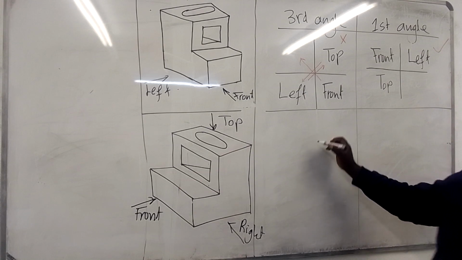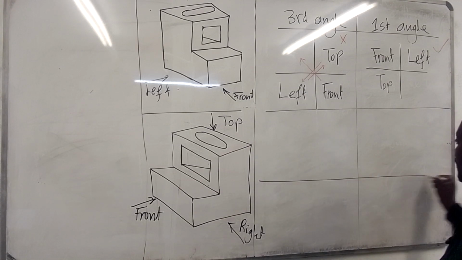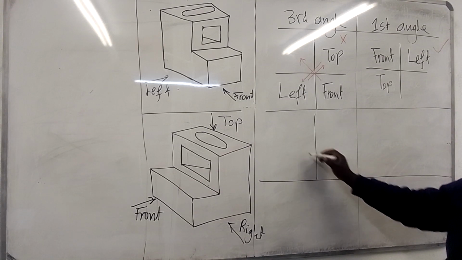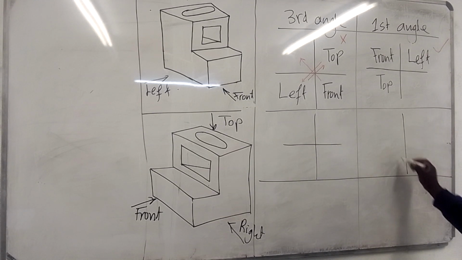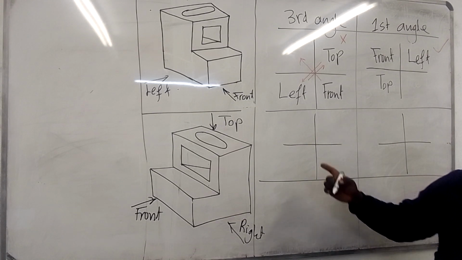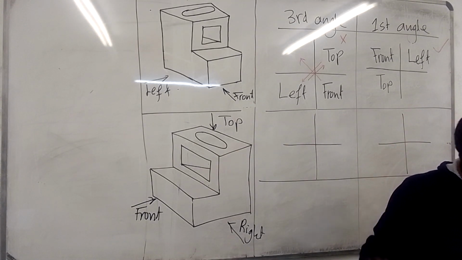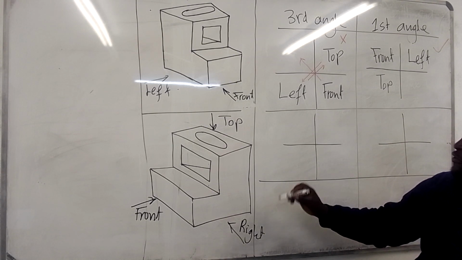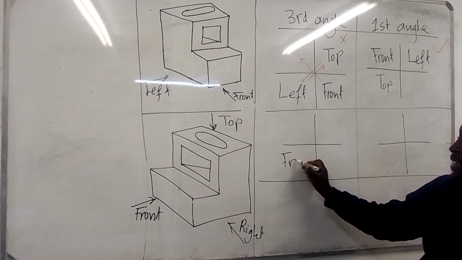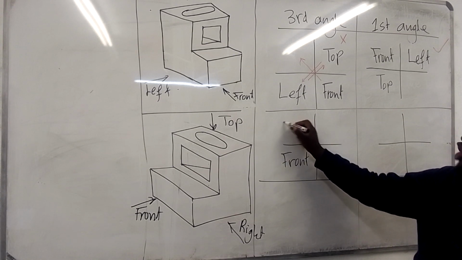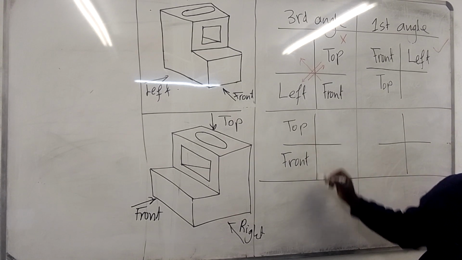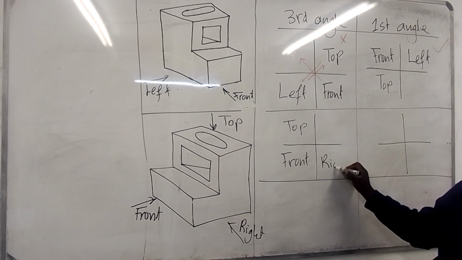Then we come now to the next concept. Again, you only check views on the third angle projection. First angle is just the swapping. So, my front is here. My top is there. My right is here.